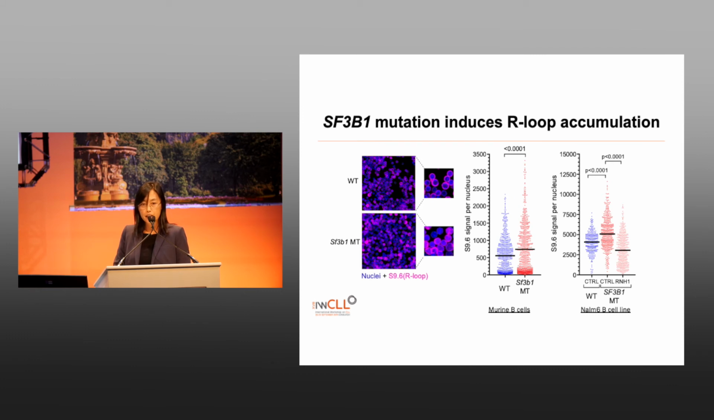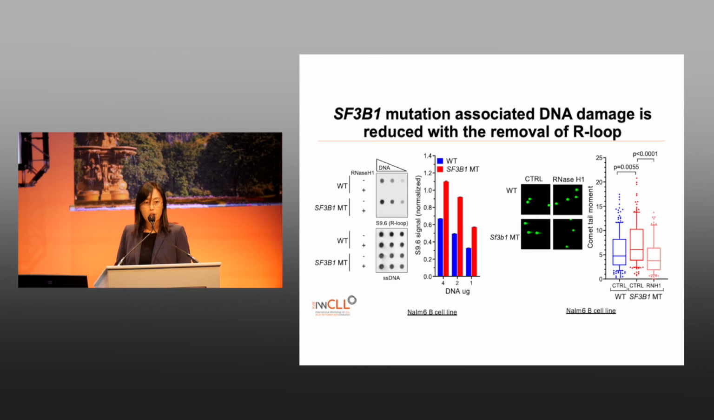Our immunofluorescence staining indicates that there is accumulated S9.6 signal within the nucleus in the mutant cells. We further confirmed this observation in an isogenic cell line which harbors the heterozygous SF3B1 mutation at the endogenous locus. We further show that when we overexpress RNase H1, the S9.6 signal is significantly reduced. Using another orthogonal method, we further validated that we can see increased R-loop formation in the SF3B1 mutant cells, and they are very sensitive to RNase H1 treatment.